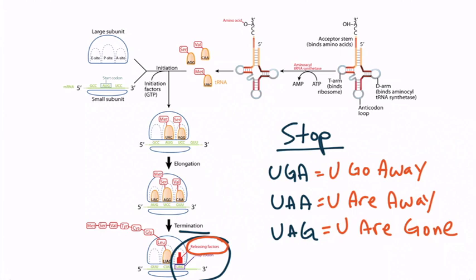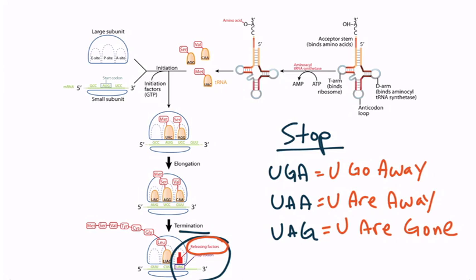Also, pay special attention here. Notice that the stop codon does not code for an amino acid. From the figure, you can see that the releasing factor is occupying the A site that corresponds to the stop codon. Therefore, the codon just prior to the stop codon will code for the last amino acid in a protein.